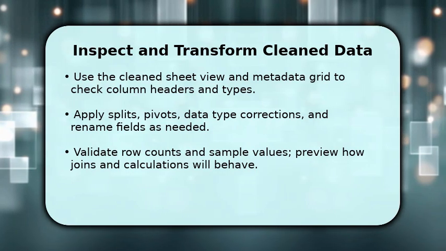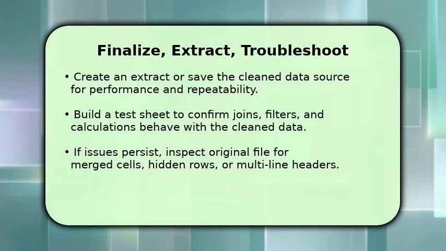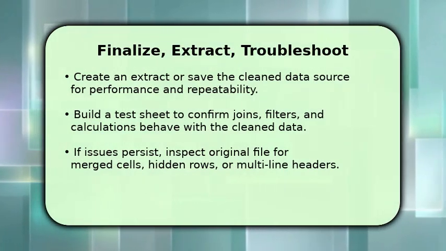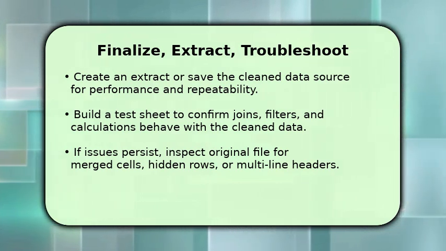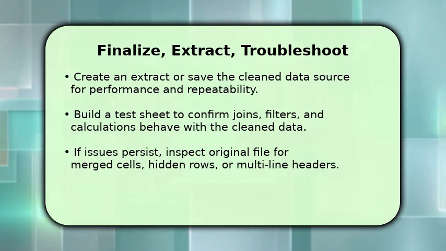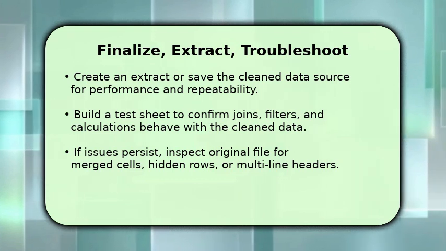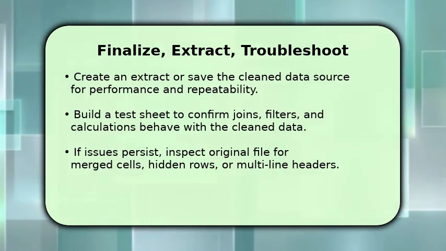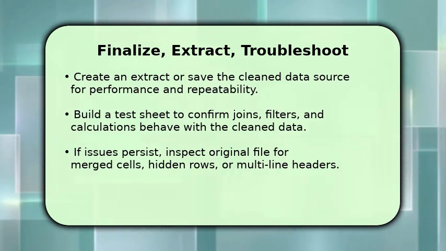Finish by creating an extract or saving the clean data source so your work is reproducible and faster to load. Then build a quick test sheet that uses expected joins, filters, and a couple of calculations to confirm results match your source intent. If values are missing or headers misalign, check the original file for merged cells, hidden rows, or multi-line headers. These are common causes.